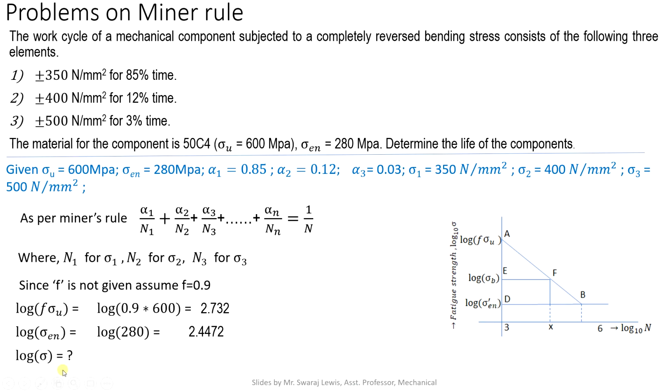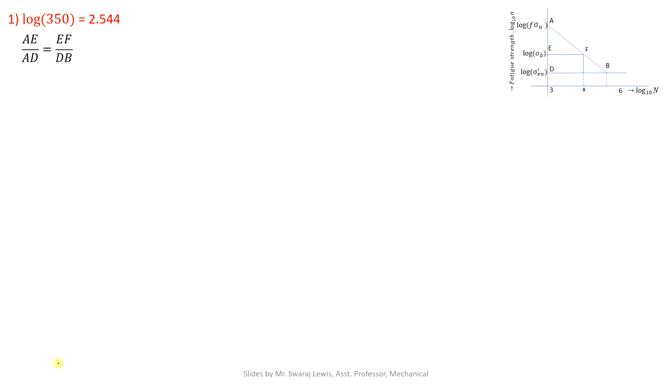Next, log of sigma. You can remove that alpha and only consider log of sigma. Log of sigma you will keep as unknown because we have three different stresses, so three different components. So we will be solving one by one. First we will take log of sigma 1, that is stress 1 is 350. So log 350 will be 2.544. Taking the similar triangle method, AE by AD equals EF by DB.